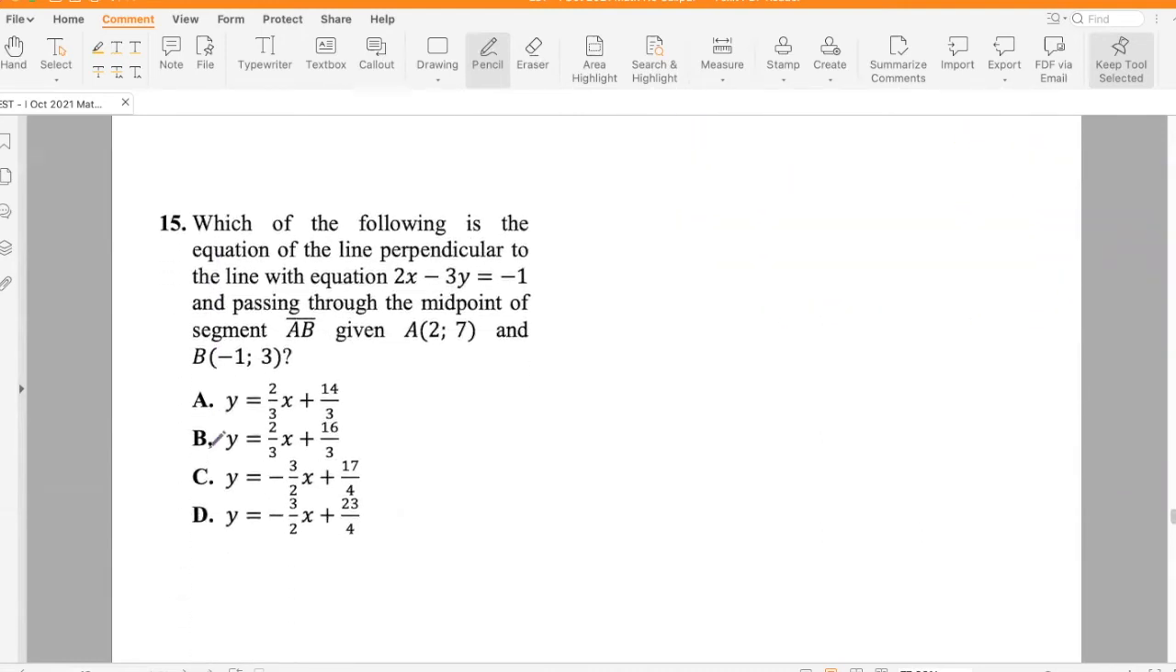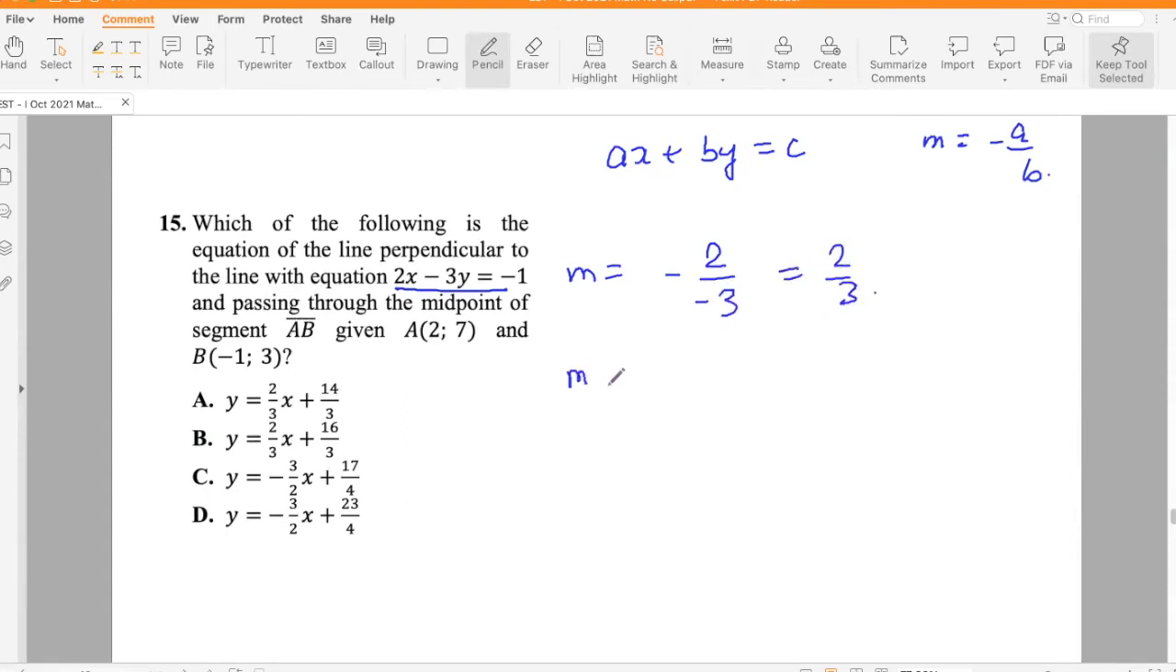Which of the following is the equation of the line perpendicular to the line with the equation 2x − 3y = −1 and passing through the midpoint of segment AB, where A is (2, 7) and B is (−1, 3)? So what is the slope of this line? When the line is given in the form ax + by = c, the slope is −a/b. So the slope of this line would be −2/−3, so that's 2/3. So the slope of the desired line would be −3/2, because perpendicular line slopes are negative reciprocals of one another, right?